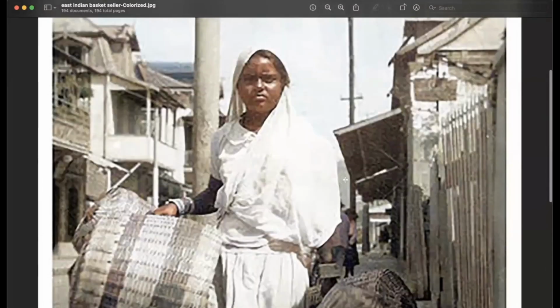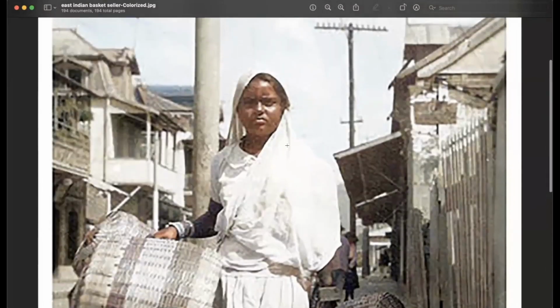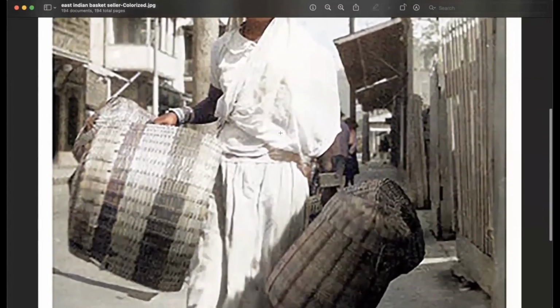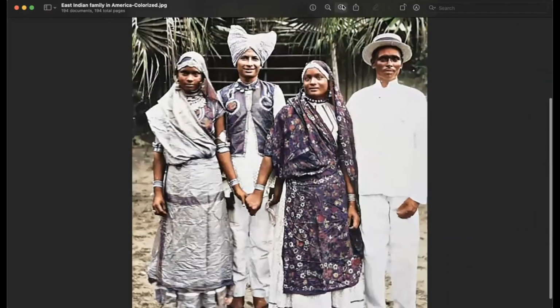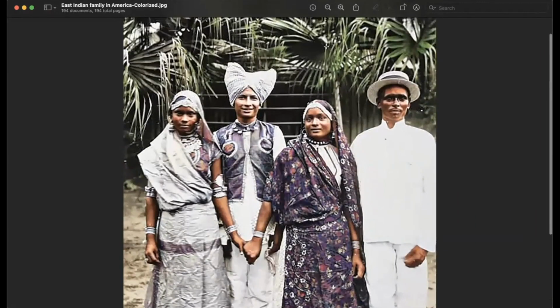So again, this is a coolie, as she would be referred to, as you guys can see, so-called Negro woman or girl. All right, this is a Hindu making baskets and selling them for a living. Right here we have another East Indian family in America. I believe this is in Trinidad or Guyana or actually Suriname. I did find a lot of them from Suriname, one of those three places.